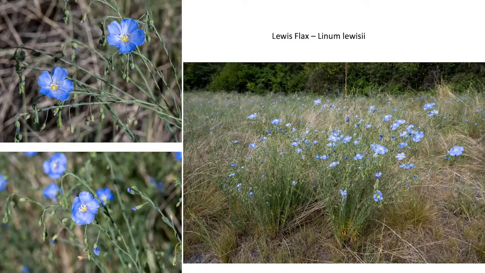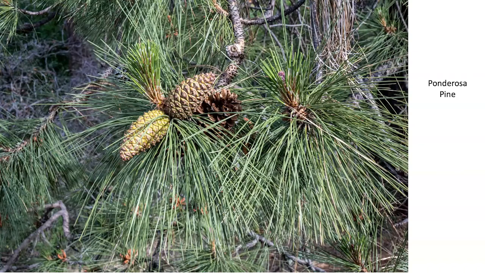So the 4 plants we're going to look at is Lewis flax, and we'll use the key to identify that and then save it to the plant list. We already know ponderosa pine. If you look at this, you can see it has 3 needles in a clump, so it's a pine. The 3 needles tell you that it's a ponderosa pine versus the other species. So we'll look this one up in a different way.